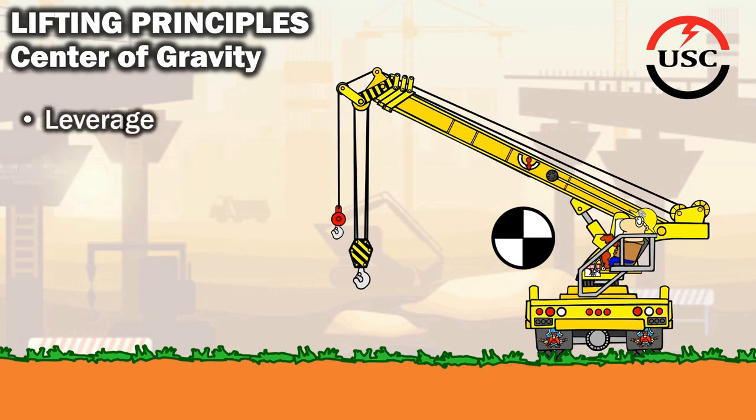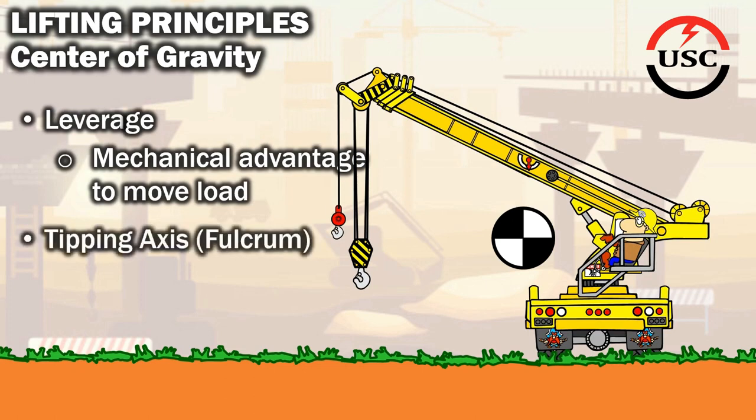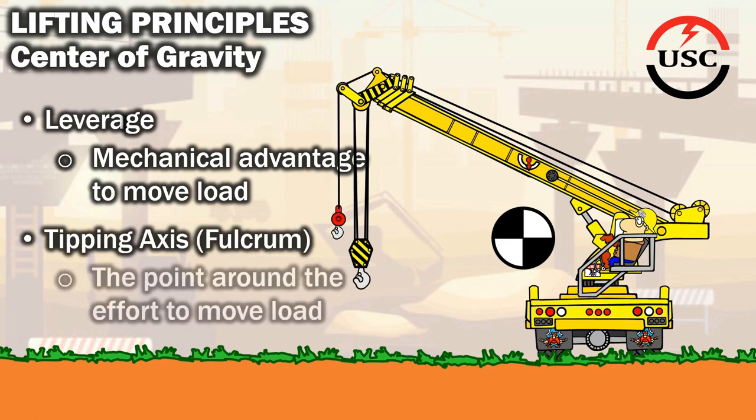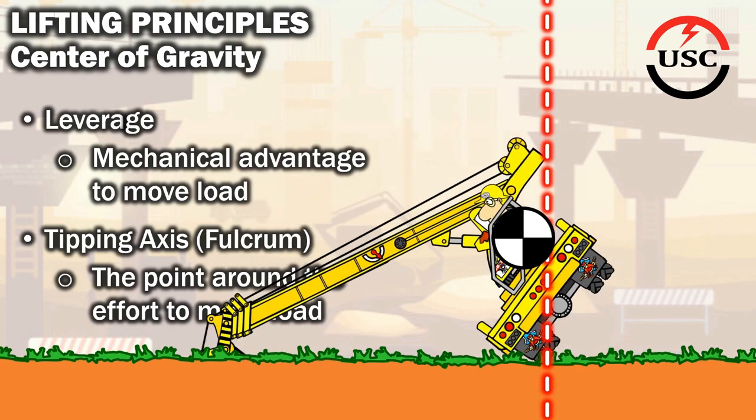Leverage is implementing a mechanical advantage to determine rated capacities, and this requires identifying the tipping axis or fulcrum of the object. The tipping axis is the point around which effort or force is applied to move the load. For any vehicle, this is where the tires are contacting the ground. As long as the center of gravity of that vehicle remains behind its tipping axis, the vehicle remains upright. But as soon as that center of gravity extends beyond the tipping axis, the vehicle, well, it tips.